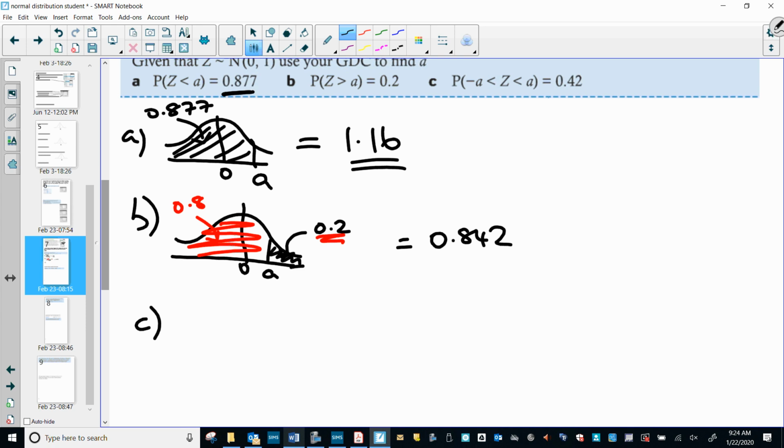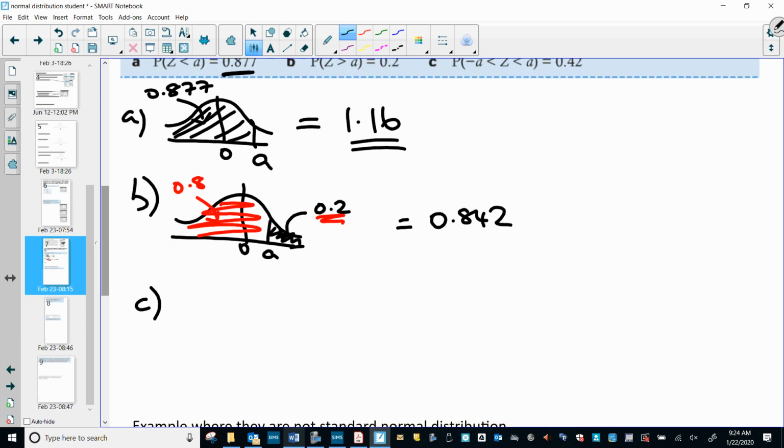All right, here we go. There's a nice one. Oh, my diagrams are getting worse and worse.